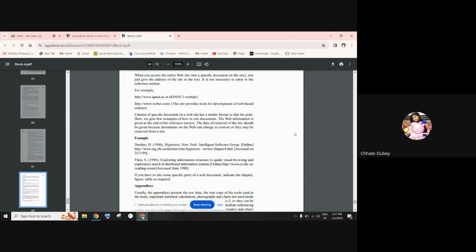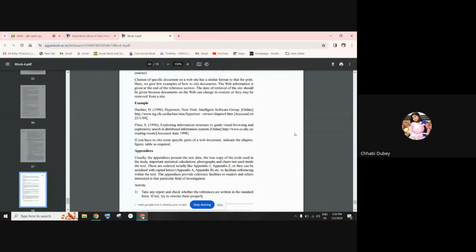And nowadays, whenever we use a website, we must also include the access date, like when we have accessed that particular website. Because sometimes what happens, the website may take off the content from that particular site. So the access date should always be mentioned whenever we are mentioning the website for our research work. This is how various data sources can be cited in your researches.